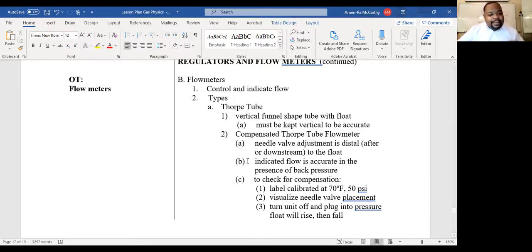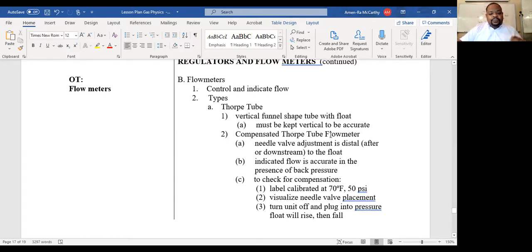This is not the same as the ABGs, because it's not as hard as that. Don't even worry about it. Compensated Thorpe tube or non-compensated, or uncompensated, right? This is what you need to know about the compensated Thorpe tube, because they will try to trick you on the test about how they explain it.